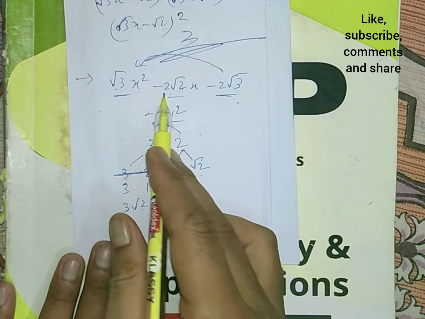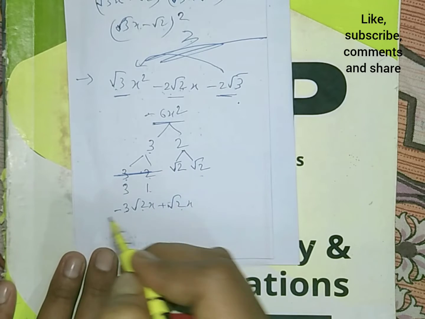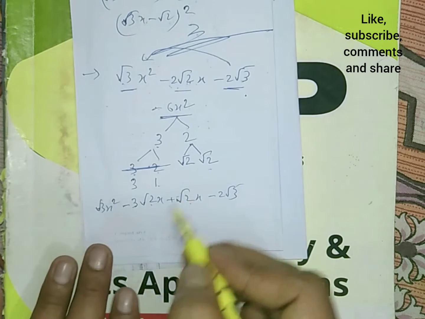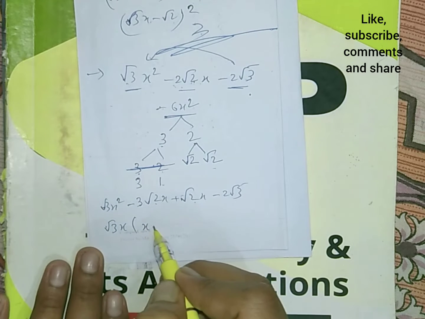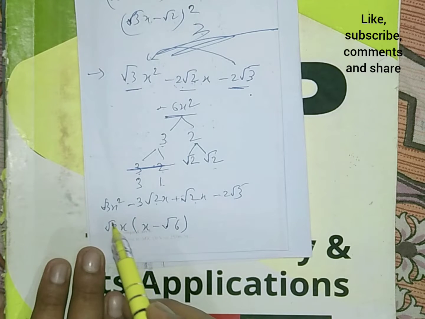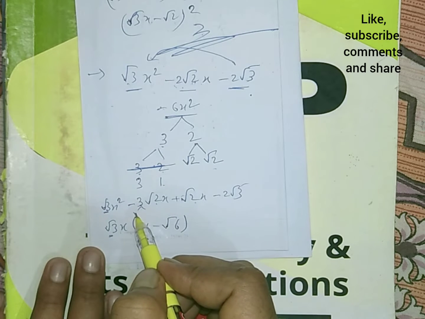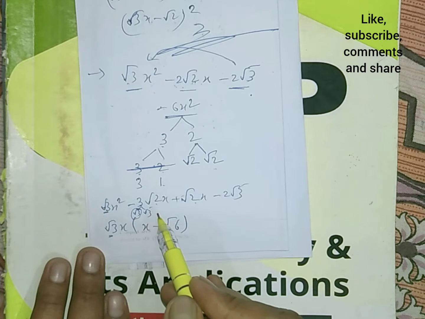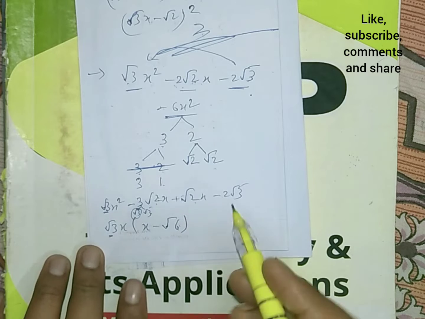So 3 root 2 minus root 2 equal to 2 root 2, minus here and plus here x, yes or no? And write root 3x square and minus 2 root 3. Start here, take out common. When you take out root 3x common, the remainder will be x minus root 6, because watch here, listen carefully, root 3 is common, yes or no? And when you take out from this root 3 into root 3, and root 3 is common out, yes or no? So the remainder will be root 3 into root 2. So root 3 into root 2 equal to root 6.